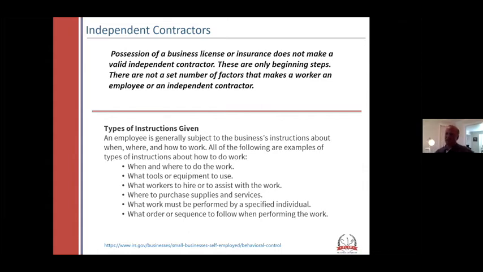An employee is generally subject to the business's instructions about when, where, and how to work. All of the following are examples of types of instruction about how to do the work: when and where to do the work, what tools or equipment to use, what workers to hire or to assist with that work, where to purchase supplies and services, what work must be performed by a specific individual, what order or sequence to follow when performing that work.